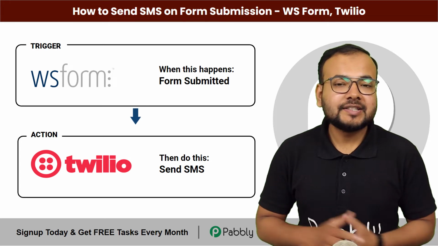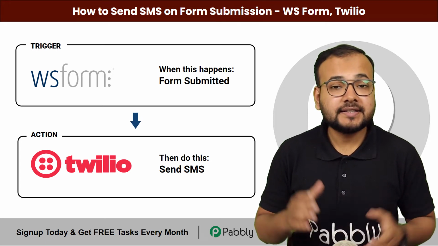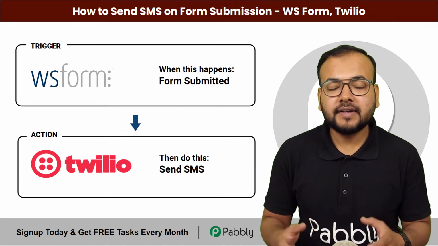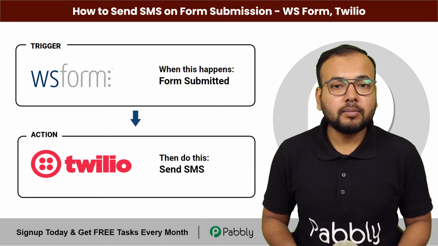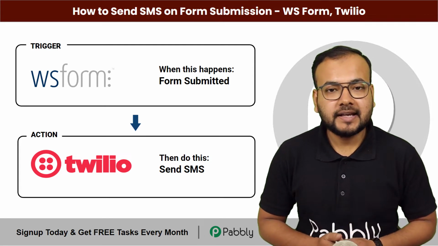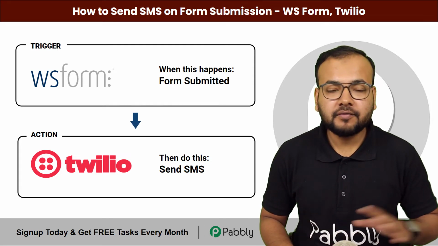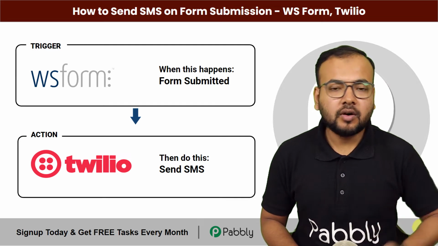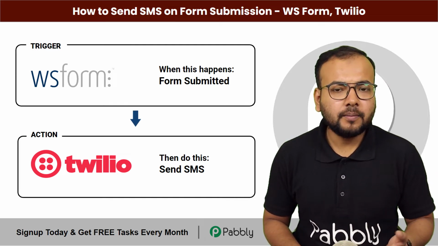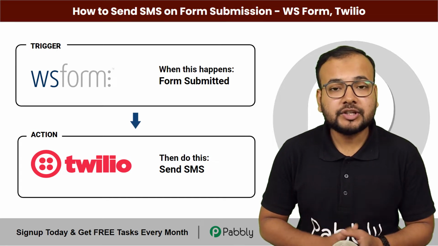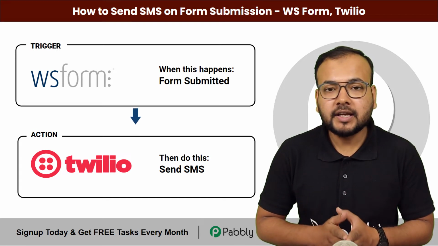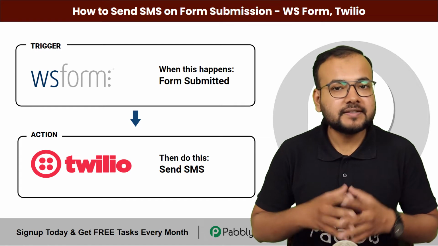In this video guys, you will learn how you can send a SMS automatically on receiving a form submission. So guys, for creating a form, we are using WS Form plugin of WordPress. In place of this, you can use any other form builder as well, like Google Form, Jot Form or Elementor Form. And to send the SMS, we are using Twilio application, which is a SMS sending service. Okay, you can use any other SMS sending service as well.